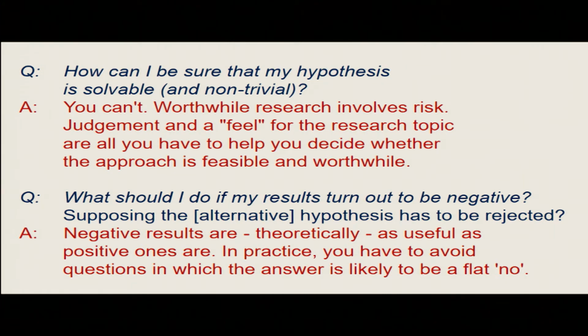So another question is, what should I do if my results don't turn out to provide a positive correlation? Supposing I've made a hypothesis to say that A is the cause of B and the analysis shows that it simply isn't. Well, at least in theory, negative results are perfectly acceptable. They are a contribution to science because they tell us, well, don't go down this route again.